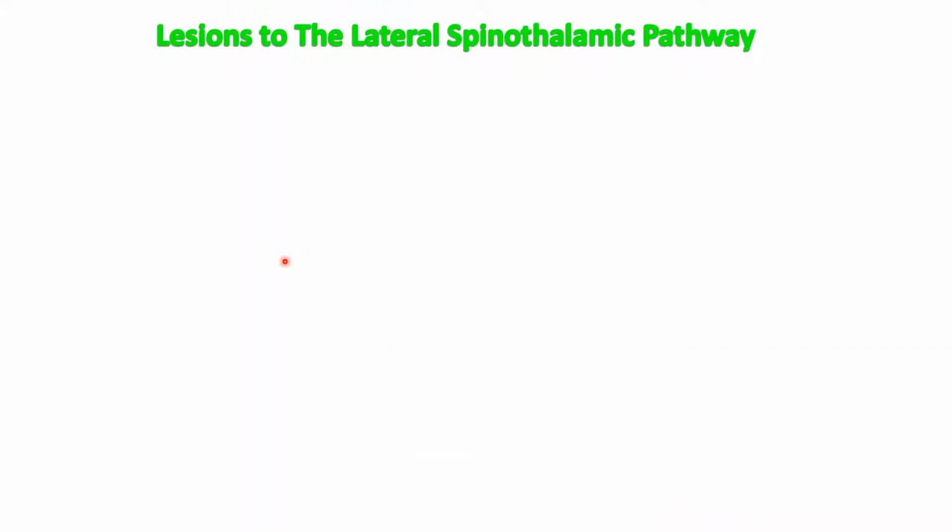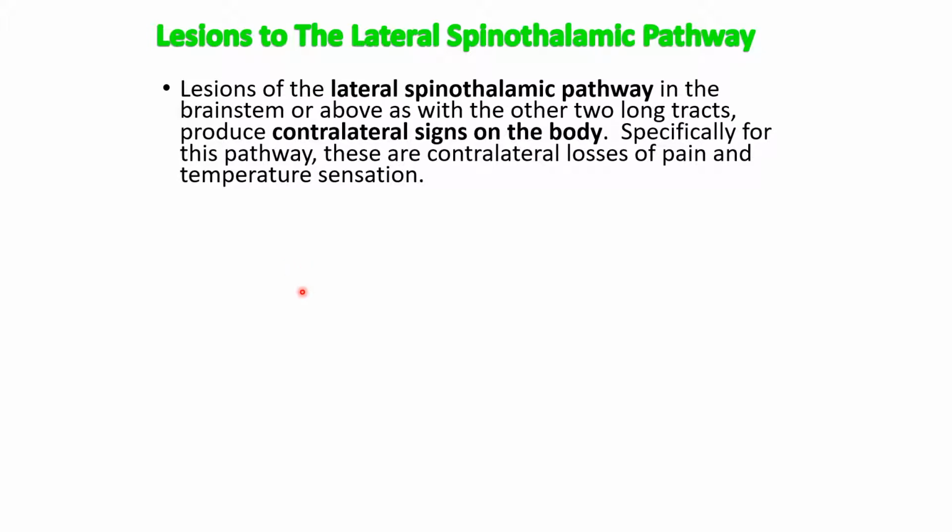Lesions to the lateral spinothalamic tract in the brainstem or above, as with all the other two tracts we've looked at, the corticospinal and the dorsal column medial lemniscus, produce contralateral signs on the body. So damage in the brainstem or above produces contralateral signs for pain and temperature, vibration and position, as well as paralysis in an upper motor neuron lesion. But specifically for this pathway, these are contralateral losses of pain and temperature sensation.